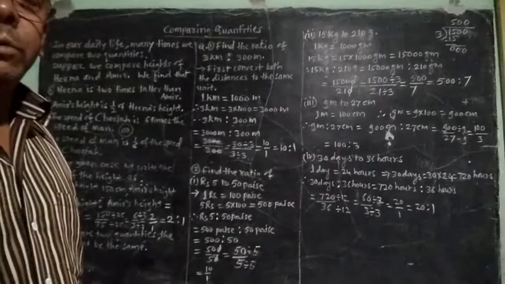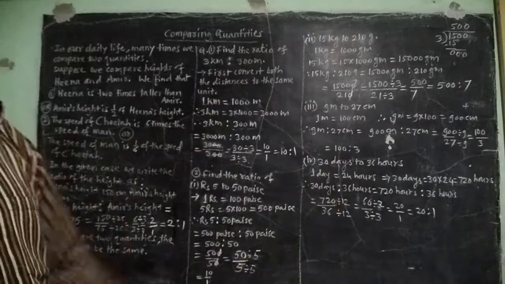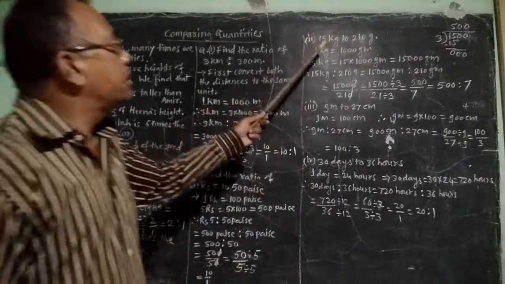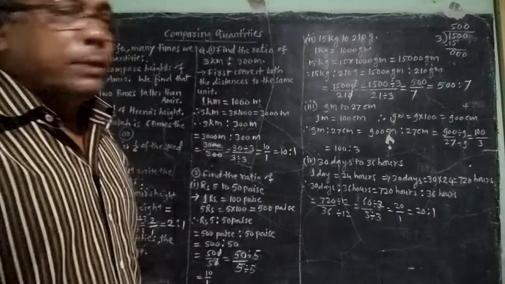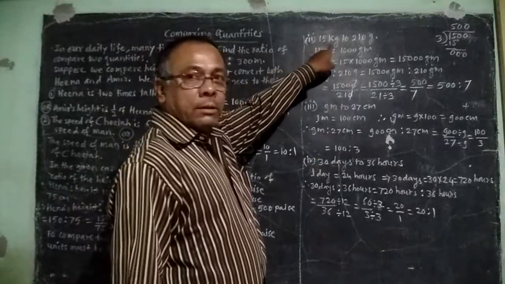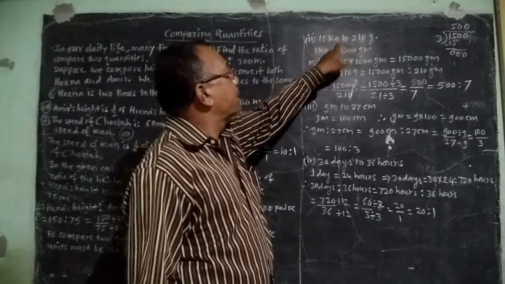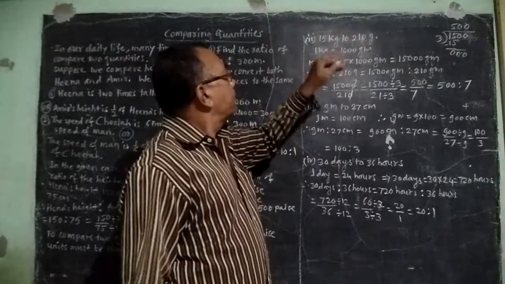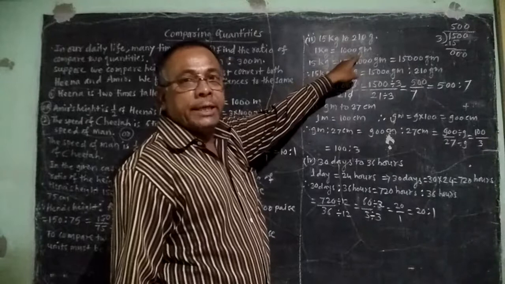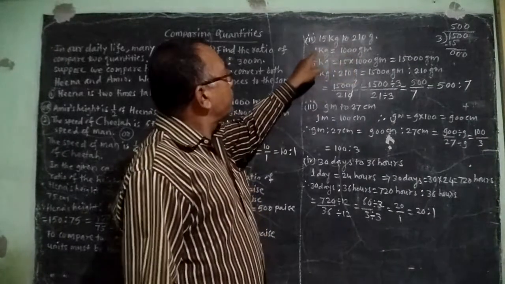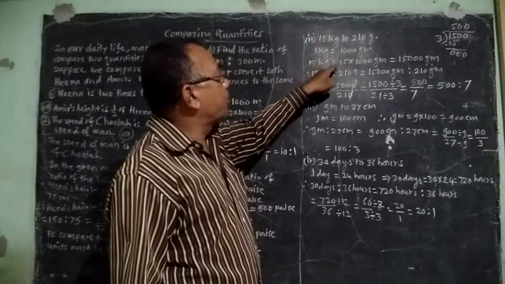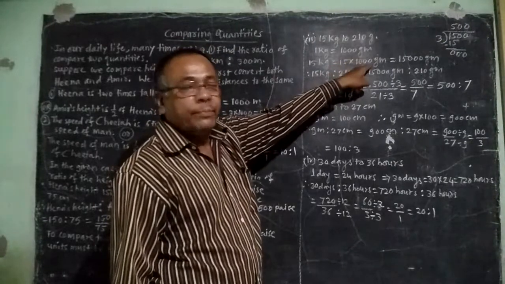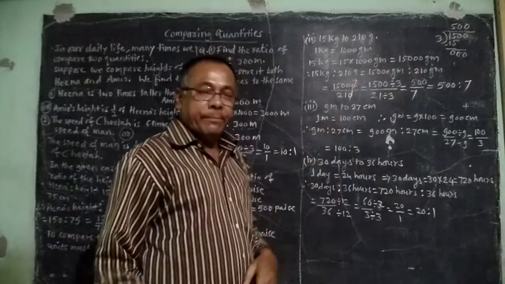In this way we have solved some examples. Now we will see one more example, that is 15 kg to 200 gram. Here in this example the units are different, that is kilogram and gram. So here kg can be converted easily into gram, because we know that 1 kg is equal to 1000 gram, and therefore 15 kg is equal to 15 into 1000 gram, and that is equal to 15,000 gram.